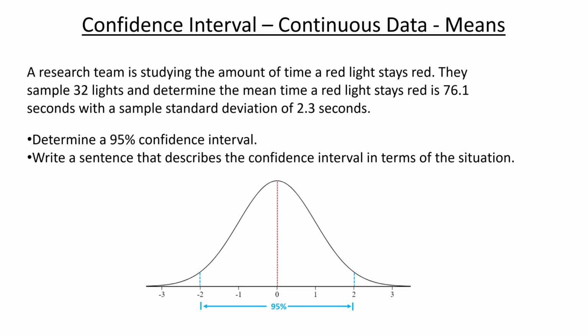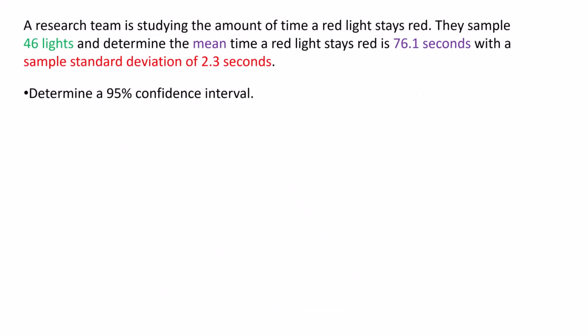In this video, we're going to be working with continuous data. That means we are going to be working with a mean to come up with a 95% confidence interval. In this situation, we've got a research team studying the amount of time a red light stays red. They have a sample of 46 lights. The mean time is given to be 76.1 seconds. That's how long the red light stays red.